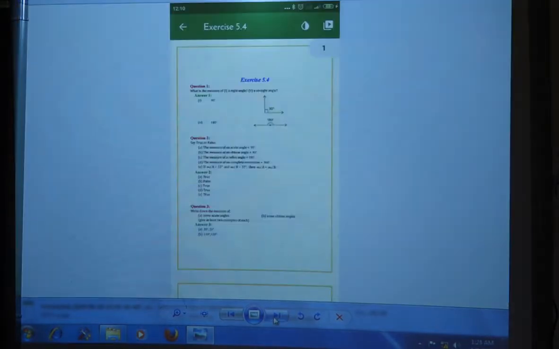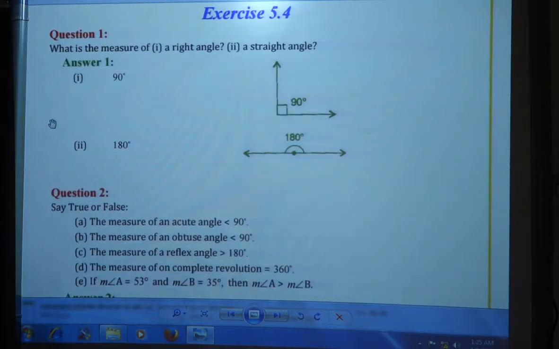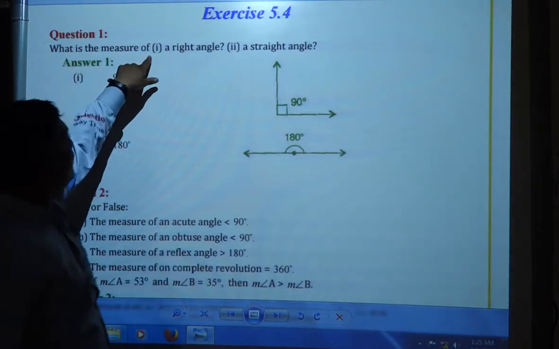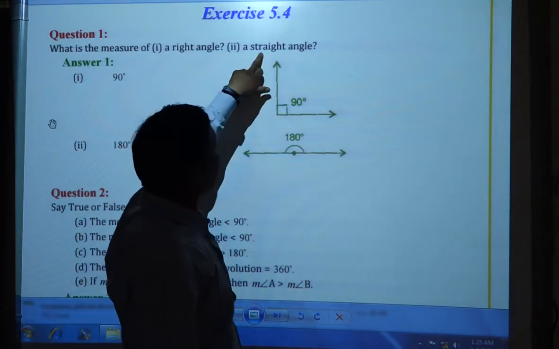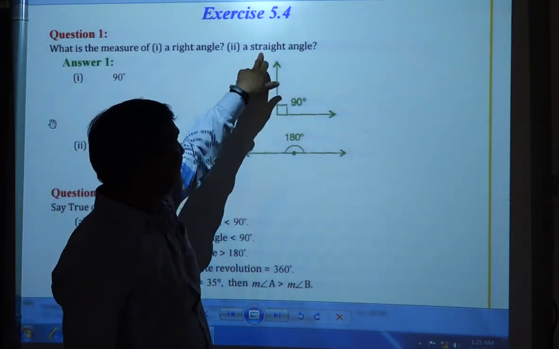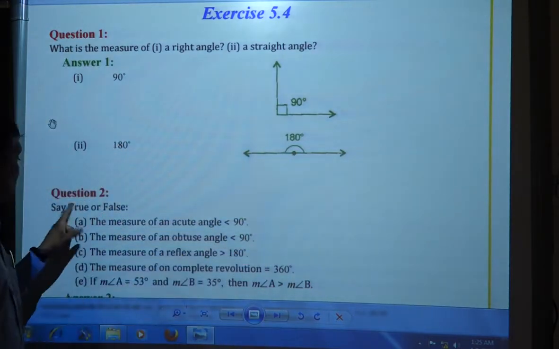Now we will go to the next exercise, that is 5.4. 5.3 was small. Now 5.4 is a little bit lengthy like the 5.2 exercise. What is the measure of a right angle and a straight angle? Right angle measurement is 90 degree and straight angle measurement is 180 degree. Already we learned this. Next question.